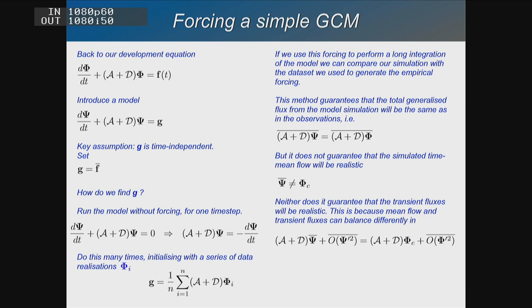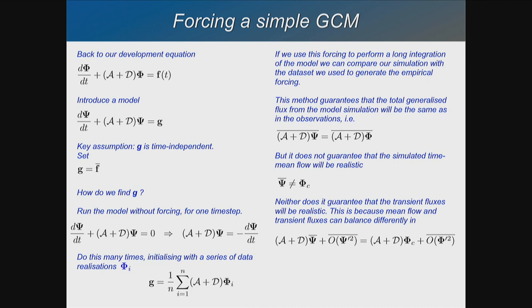How does that relate to actually doing something practical, like forcing this model? So let's go back to the development equation, and I'm going to slow down even more now. Right. So this is phi, the observed state vector. This is the model operator, an advection term, which is nonlinear, and a dissipation, which could probably be linear, right? And a forcing, which is unknown, and a function of time, right? We don't know what that is. The task now is to find it, okay?